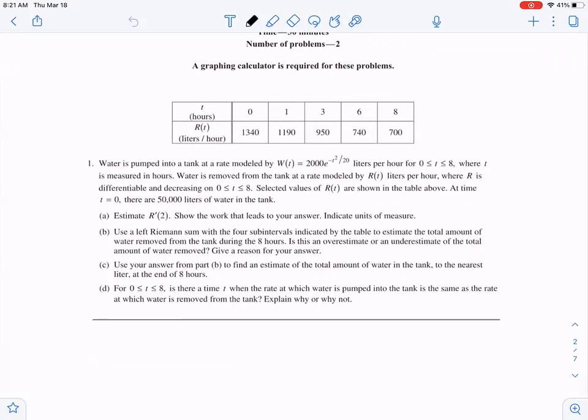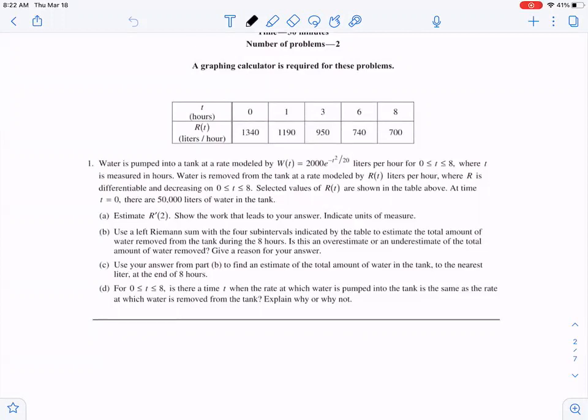So we're asked to do 4 things. Part A, estimate R prime at 2, show the work that leads to your answer, indicate units of measure. Part B, use a left Riemann sum with the 4 subintervals indicated by the table to estimate the total amount of water removed from the tank during the 8 hours. Is this an overestimate or an underestimate of the total amount of water removed? Give a reason for your answer. Part C, use your answer from Part B to find an estimate of the total amount of water in the tank to the nearest liter at the end of 8 hours.